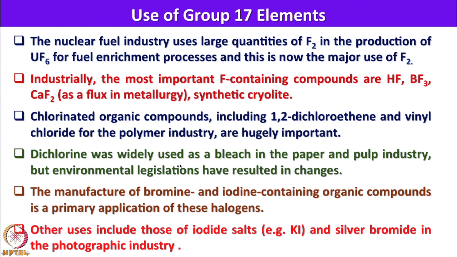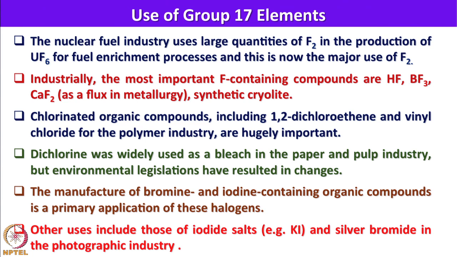The important uses of group 17 elements include the nuclear fuel industry that uses fluorine in the production of UF6, uranium hexafluoride, for the fuel enrichment process, and this is now the major use of fluorine. Industrially, the most important fluorine containing compounds are HF, BF3, CaF2 and synthetic cryolite. Chlorinated organic compounds including 1,2-dichloroethane and vinyl chloride for the polymer industry are hugely important.